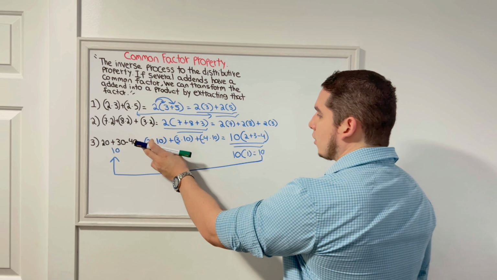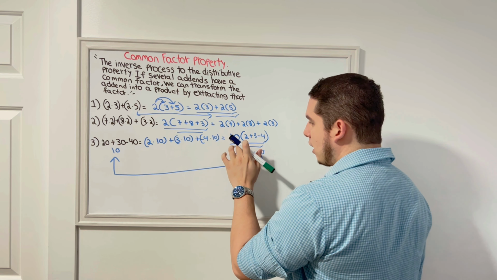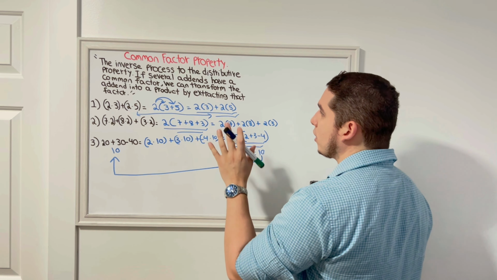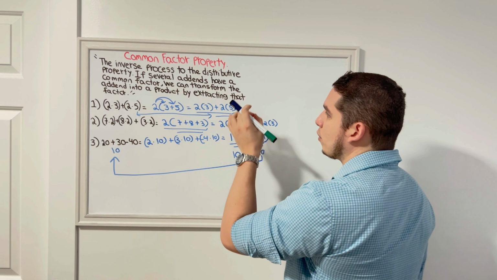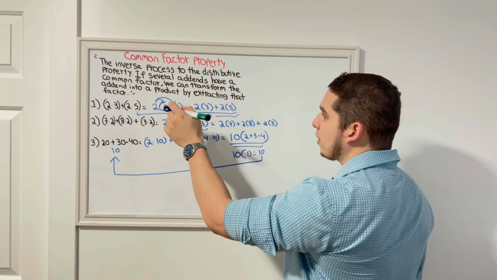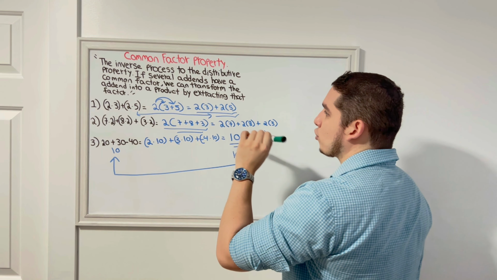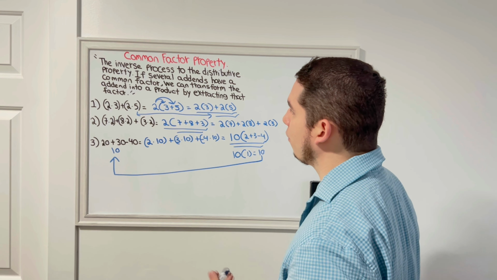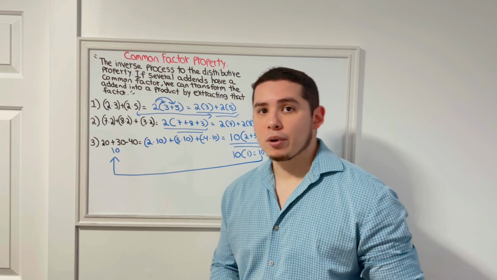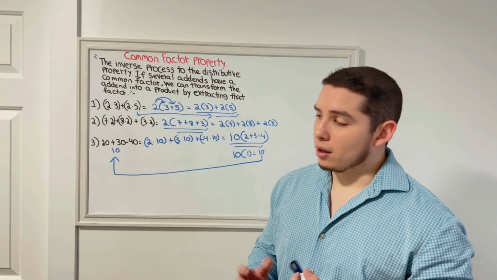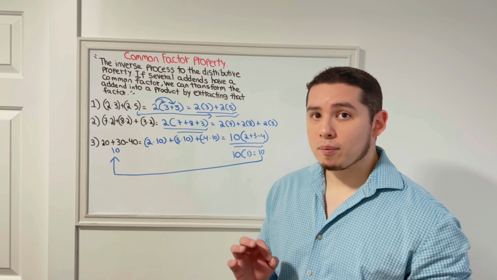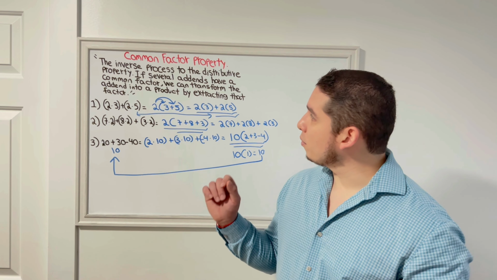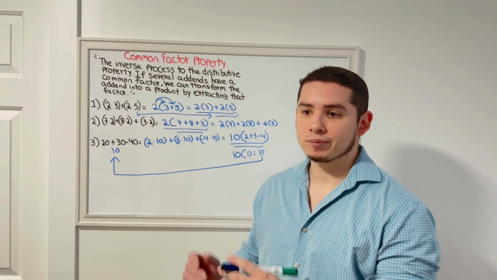Anyway, I extracted the number 10 and I said 10 multiplies 2 plus 3 minus 4, which we already know: several addends have a common factor. We can transform that addend into a product by extracting that factor, and this is how we apply the common factor. This is just the inverse process of the distributive property, and this will be very useful in algebra when you try to factorize by common factor, and that is why you learn this.